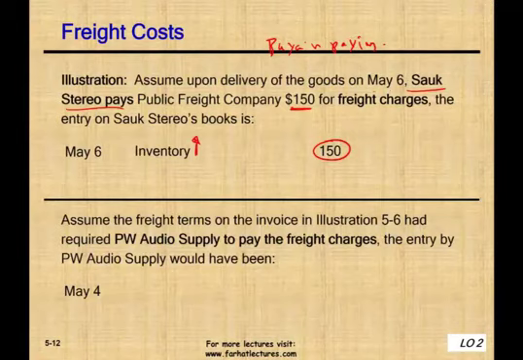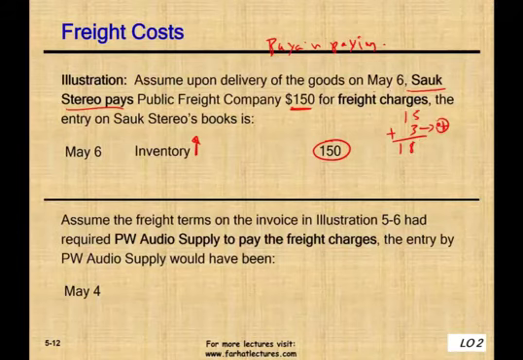Okay, and hopefully this makes sense. If you buy something online for $15 and you had to pay $3 shipping, this item costs you $18. Simply put, because you are the buyer, the freight is added to your cost. So whatever you bought, you add the freight, the transportation to your cost.